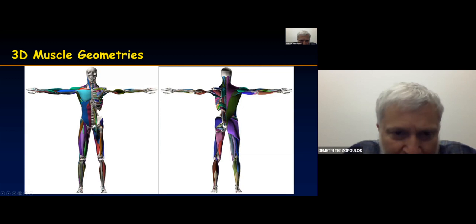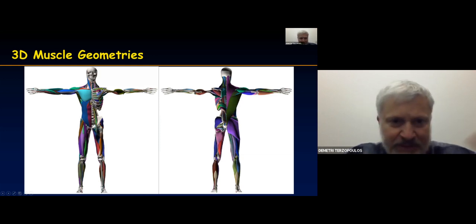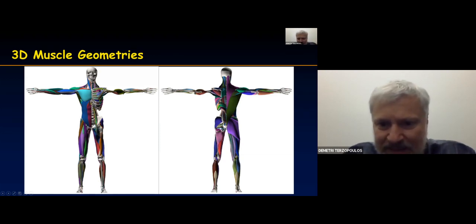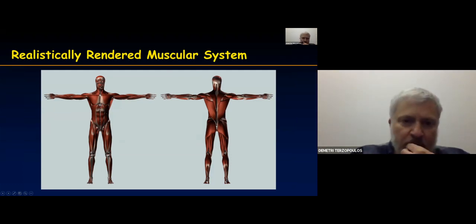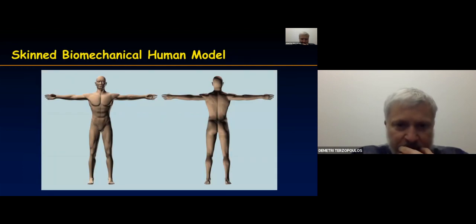By stripping away the superficial muscles, you can see the deeper muscles inside, over here on the right, or this human's left, and here as well in the back. If you do a proper rendering of all the muscles, it looks realistic, like the artist's diagram that we saw earlier. And here's the skinned biomechanical model with the skin surface applied over the muscles.